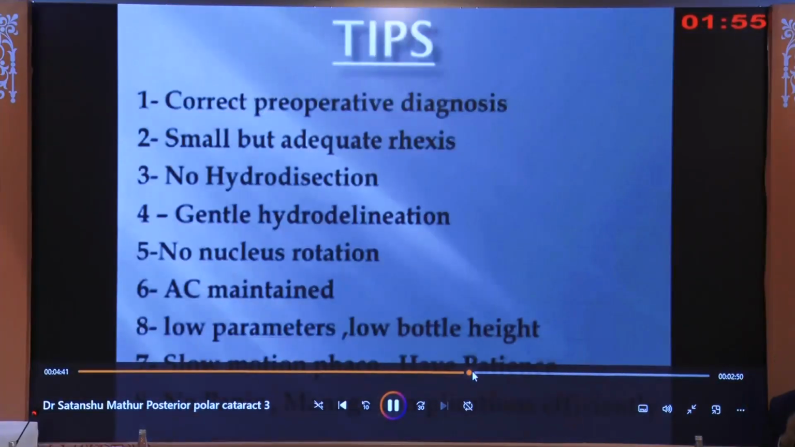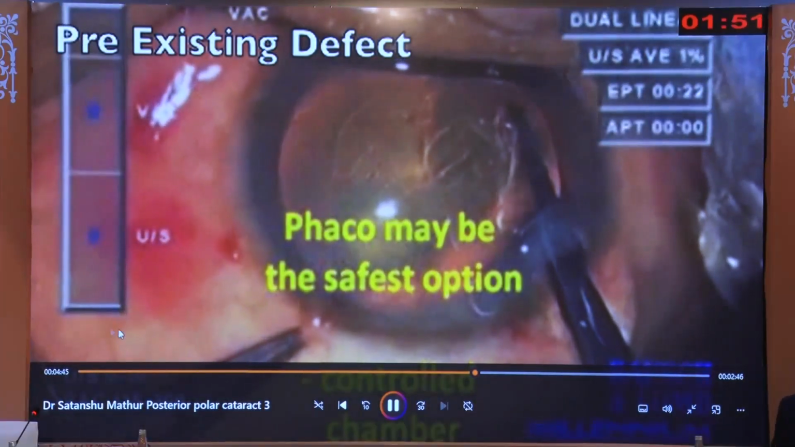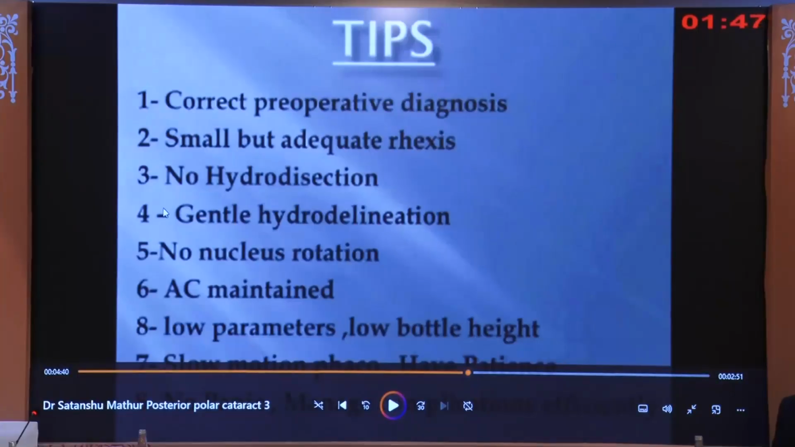So the tips are: correct preoperative diagnosis, small but adequate capsulorhexis, oval shape, no hydrodissection, gentle hydrodelineation, no nucleus rotation because it can increase the PC rent, AC maintained, low parameters and slow motion phaco. And when you do all these things, you may achieve a high success rate.